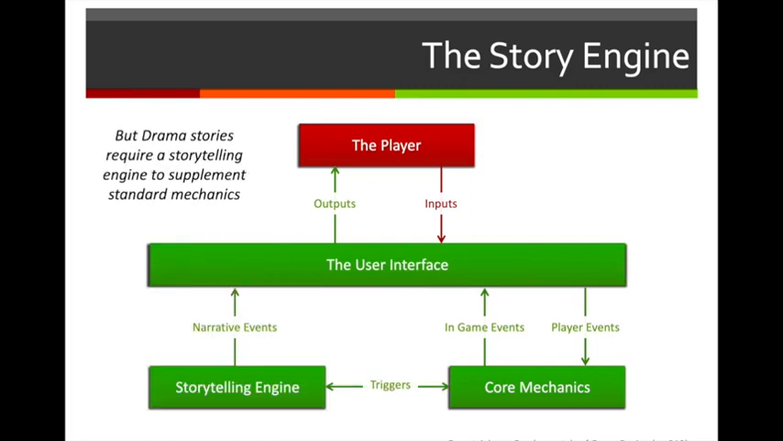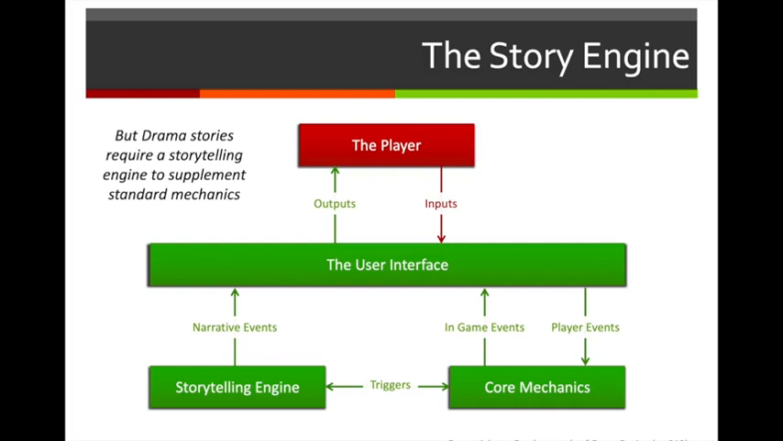But as soon as you bring in the idea of drama, where you want narrative events happening, then you need to extend this model to include some kind of storytelling engine. And the storytelling engine generates narrative events which are communicated to the player. So that might be, for example, dialogue interactions, or cutscenes, or a kind of narration. It could be environmental storytelling, so discovering signs within the game, or books, or text, or anything else that communicates information about the story.